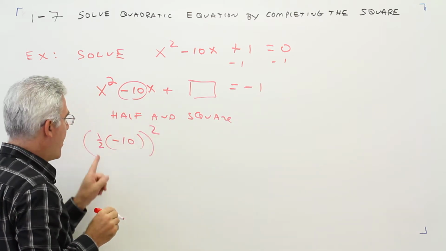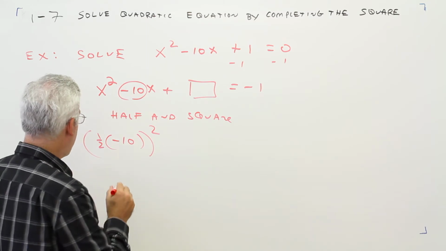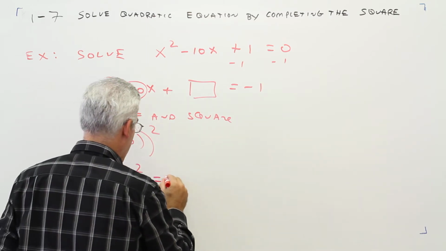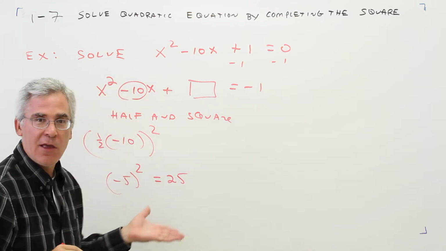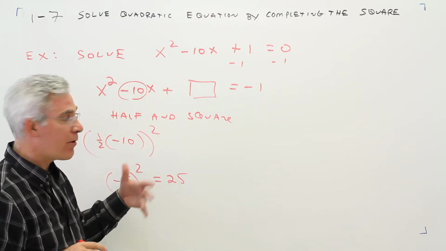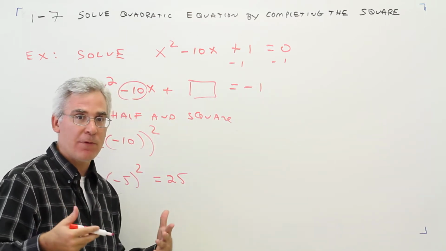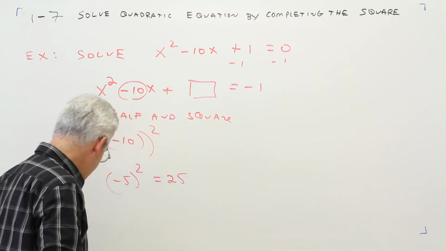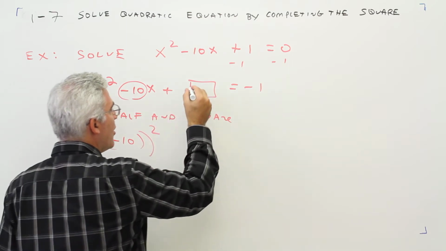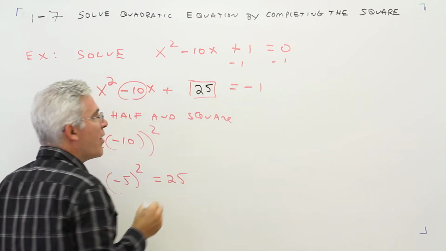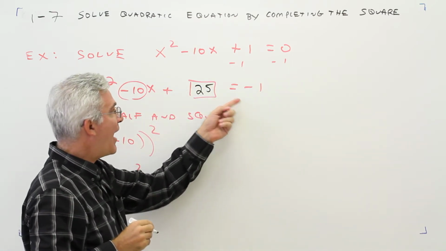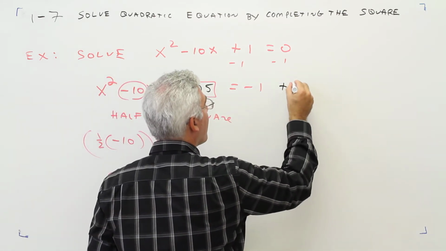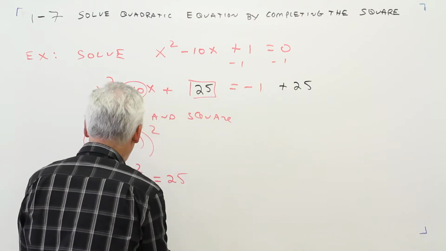and then square it. So half of negative 10 is negative 5, and negative 5 squared is positive 25. You'll always get a positive number here because a negative times a negative is a positive, and a positive times a positive. So half and square gave me 25. So what I'm going to do is insert a 25 there, but if I add 25 to the left-hand side of the equal sign, I must add it to the right-hand side to maintain the balance.